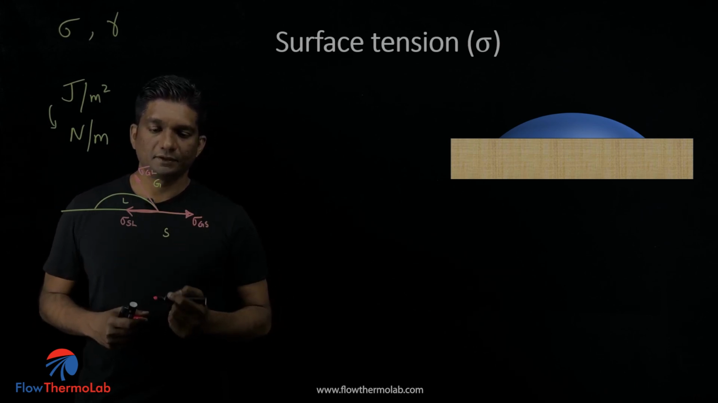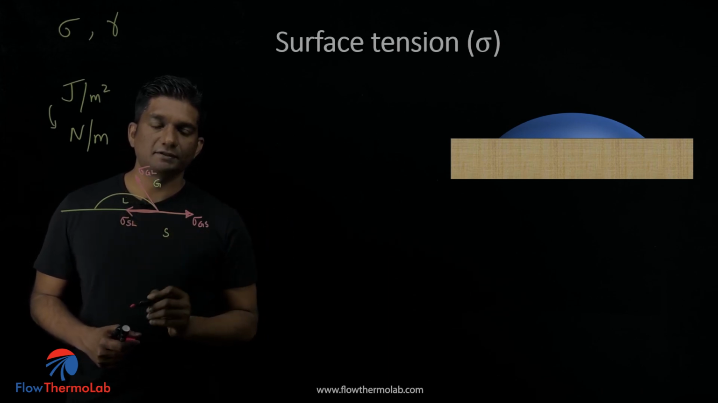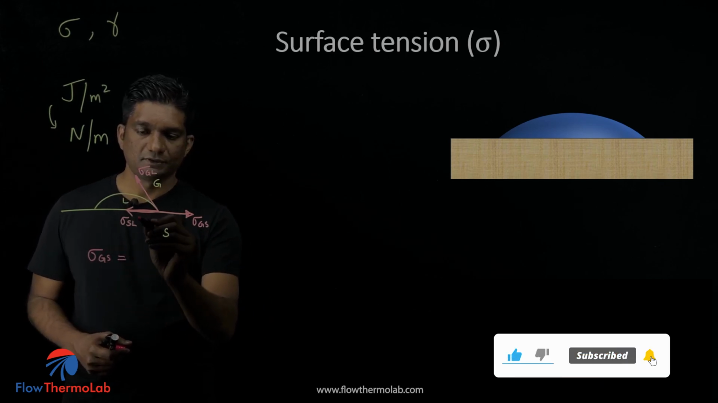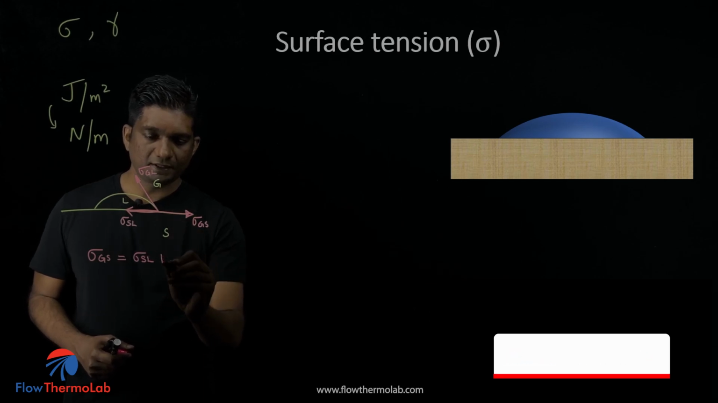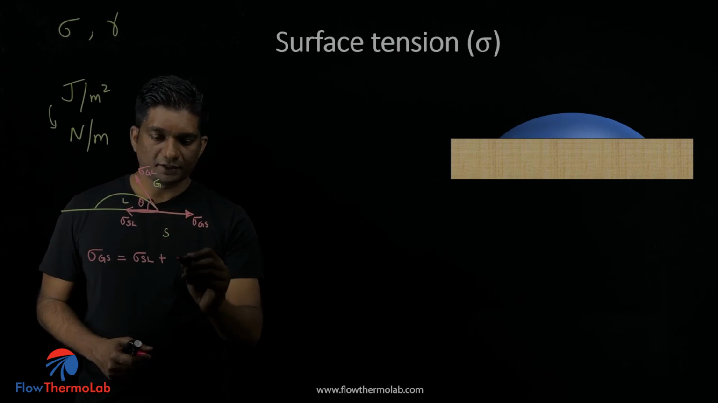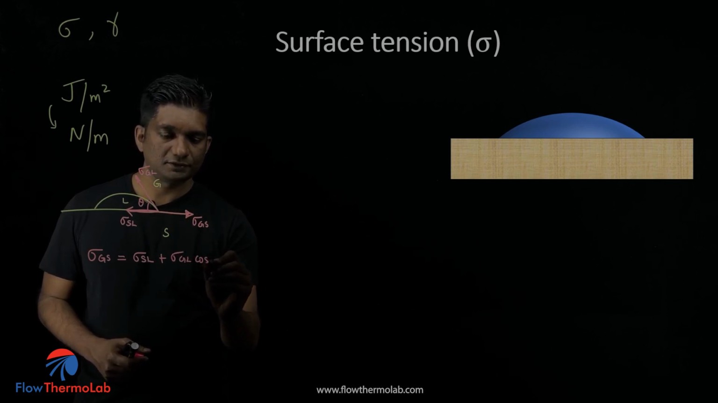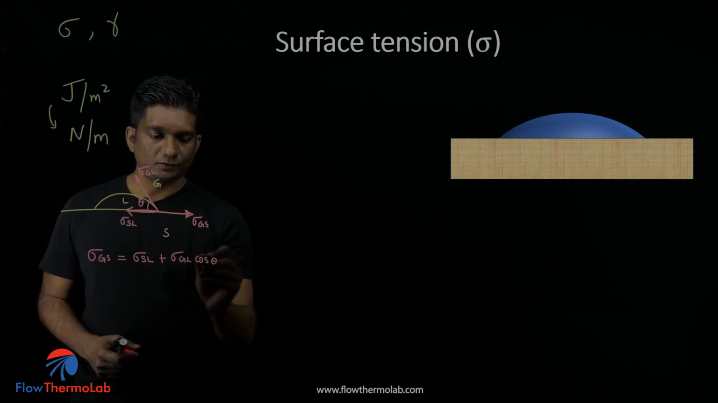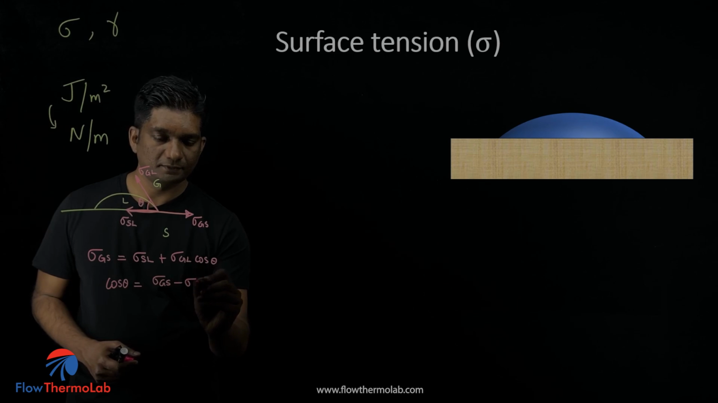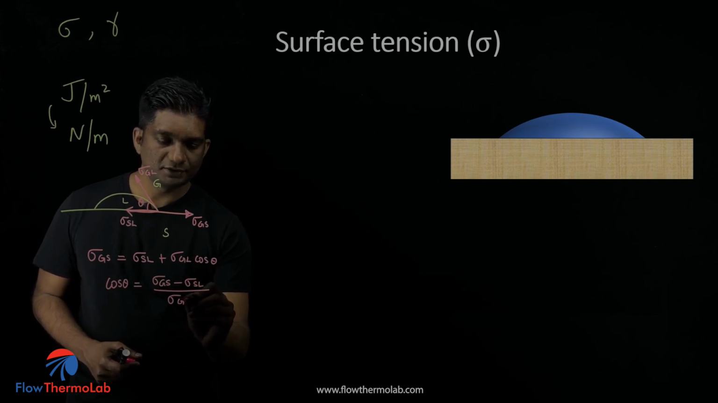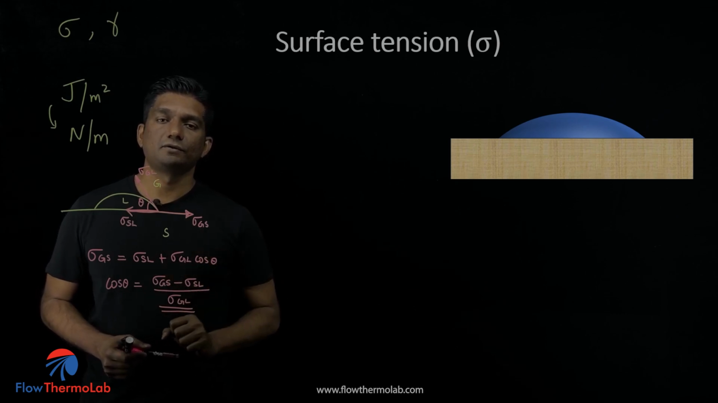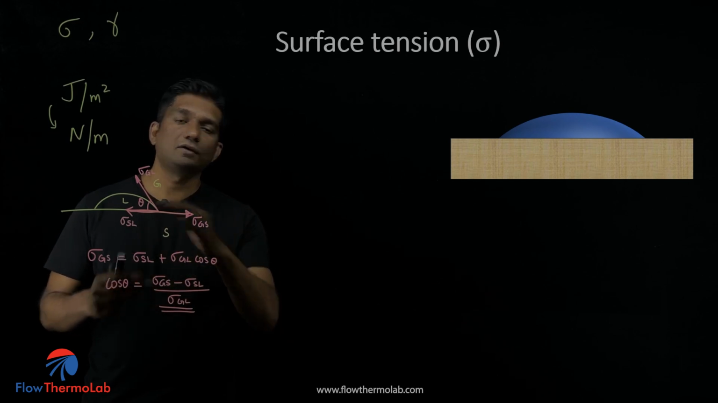Now if you take a force balance in equilibrium, let's take the force balance in the horizontal direction. So you can say that sigma gs is equal to sigma sl plus, if this is an angle theta and this angle is called the contact angle, we have to take the cosine of this, sigma gl cos theta. This is the component acting in the horizontal direction. So then from here you can get cos theta is equal to sigma gs minus sigma sl divided by sigma gl. So basically you get this contact angle based on the surface tension coefficients between the liquid, the solid, and all these combinations.